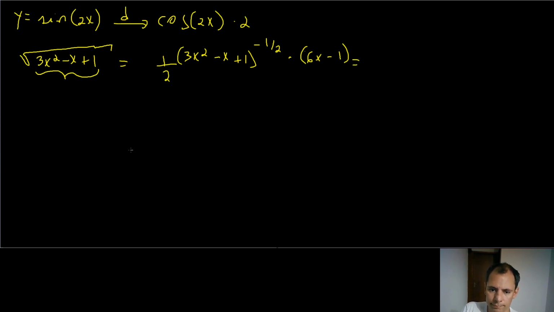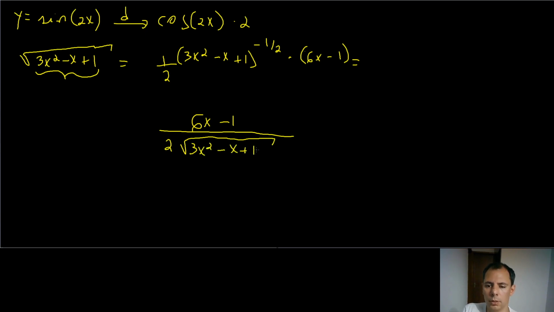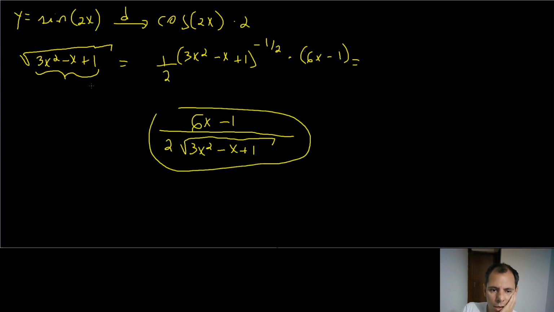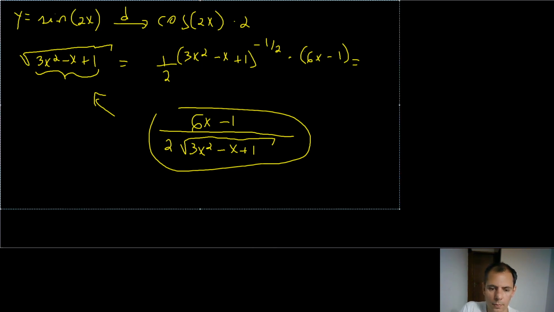So what are you going to have in here? Let's just put it in the right format, because I think this format is ugly. So it's going to be 6x minus 1 divided by, you got to multiply a 2 in here, the square root of 3x squared minus x plus 1. And that's it. This is the differentiation of this, okay? Let's try another one.